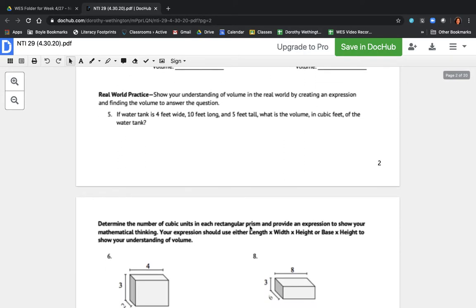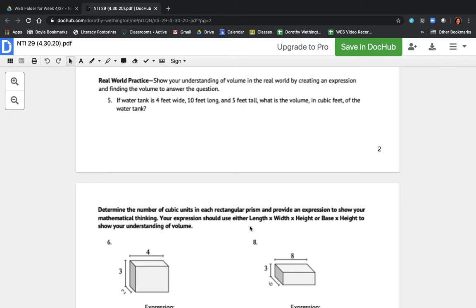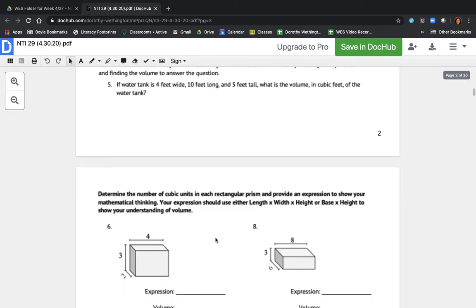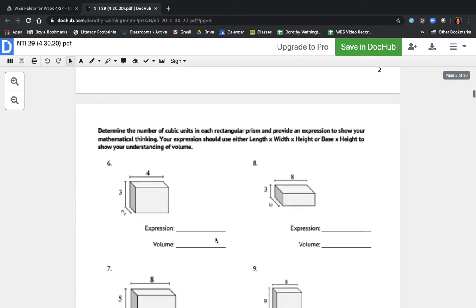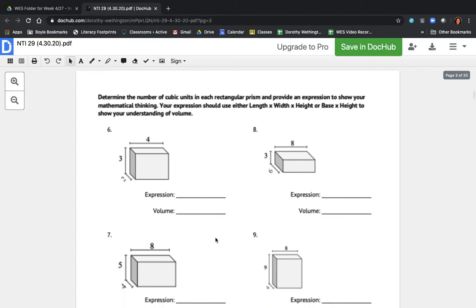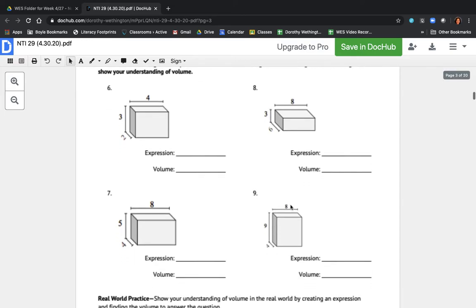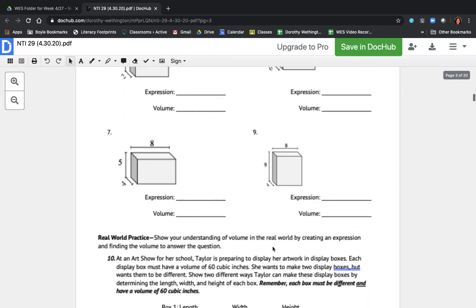Determine the number of cubic units in each rectangular prism and provide an expression to show your mathematical thinking. Your expression should use either length times width times height or base times height to show your understanding of volume. Number 6, you have 4, 3, and 2. Number 7, 8, 5, 4. Number 8, 8, 3, and 6. Number 9, 8, 9, and 4.